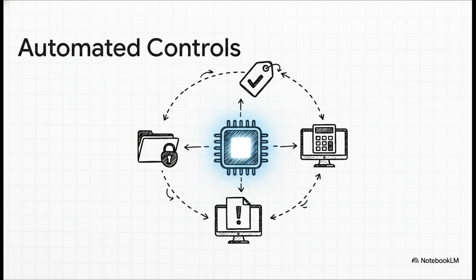These automated controls drastically reduce human error, and exception reports are literally an auditor's best friend because they tell you exactly where the system failed.